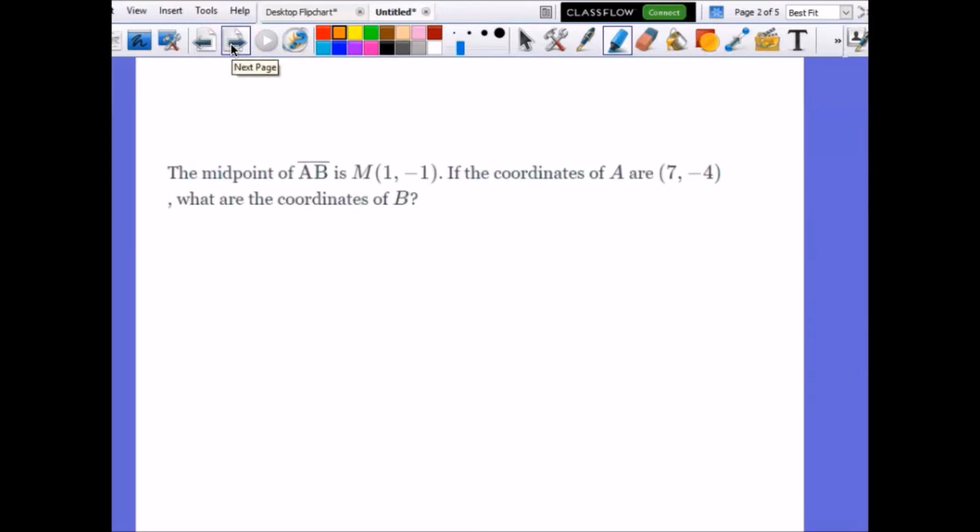So this problem says we have a midpoint of segment AB, which is M, which is (1, -1), and the coordinates of A are (7, -4). So what are the coordinates of B?